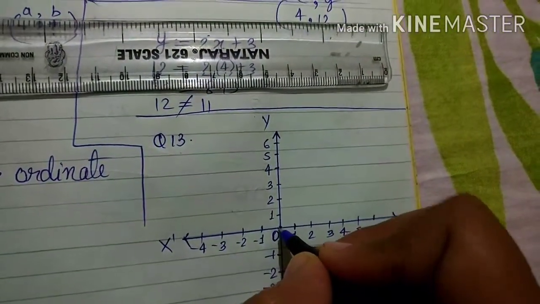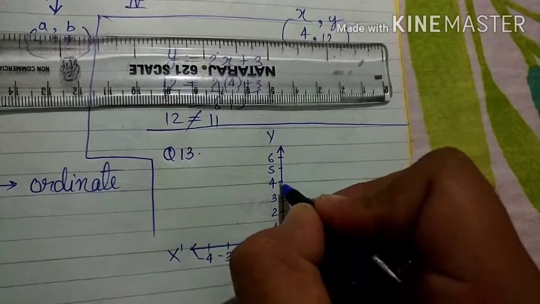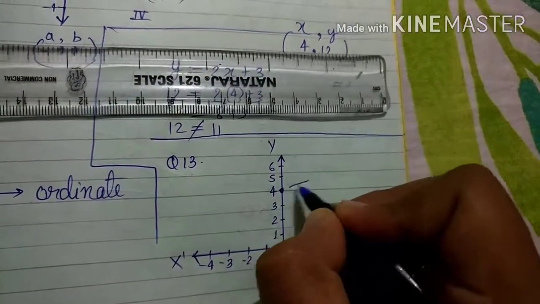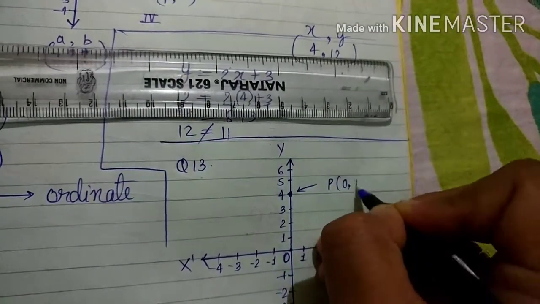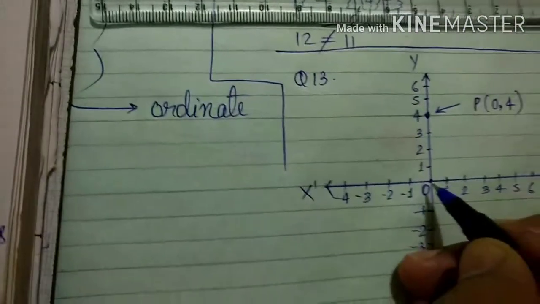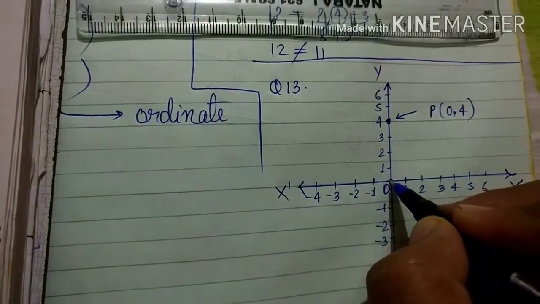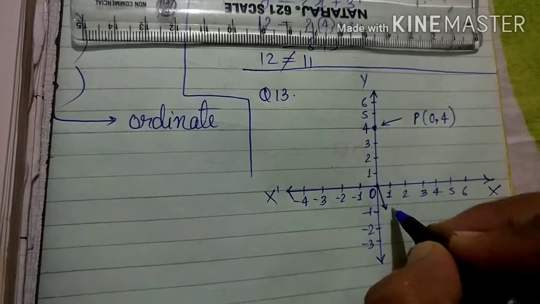So P, 0 comma 4, means the value of x is 0, this one. 0 comma 4. Where is 4? This one. So it will lie here only. This point is showing point P, that is 0 comma 4. Okay. Now what is point O? 0 comma 0. So it will lie here only. The value of x is also 0, the value of y is also 0. So this is the point which is O.